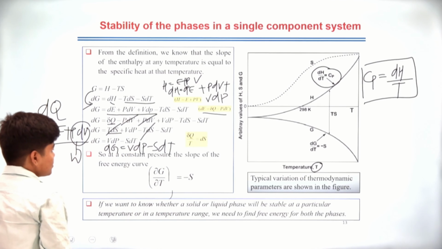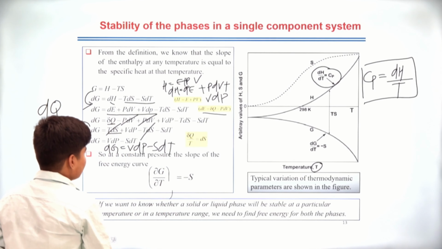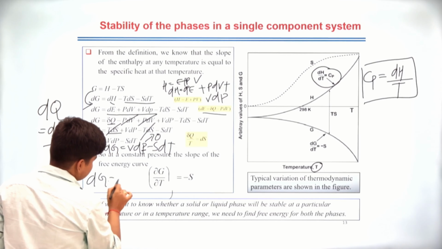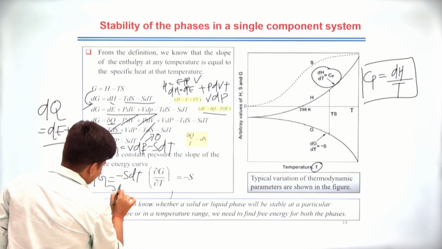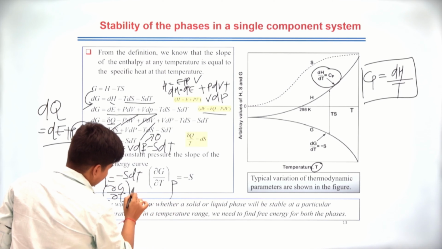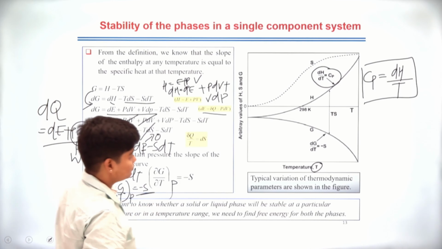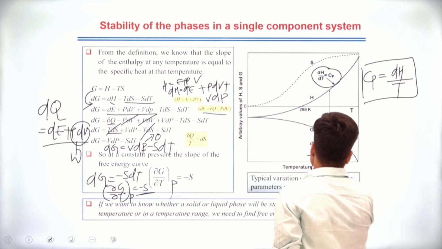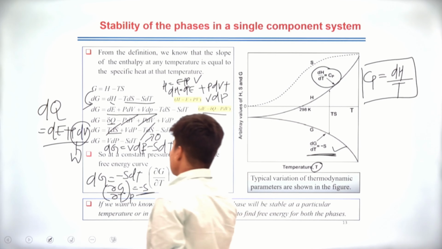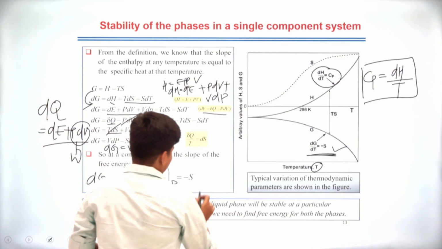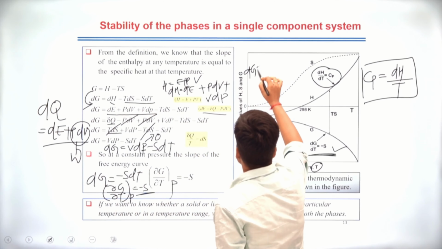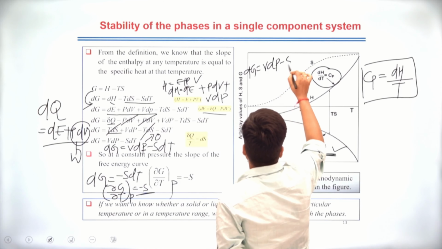So at constant pressure, dP will be 0. So the equation we get is dG is equal to minus SdT, or del G by del T at constant pressure will be minus S, that is the slope here. dG by dT will be minus S. So we can derive the equation also.